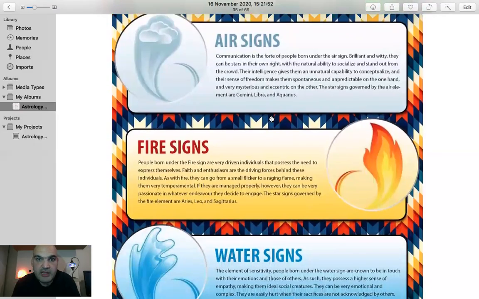So moving on, air signs. Communication is the forte of people born under the air sign. Brilliant and witty, they can be stars in their own right, with the natural abilities to socialize and stand out from the crowd. Their intelligence gives them an unnatural capability to conceptualize, and their sense of freedom makes them spontaneous and unpredictable on the one hand, and very mysterious and eccentric on the other. The star signs governed by the air element are Gemini, Libra, and Aquarius.